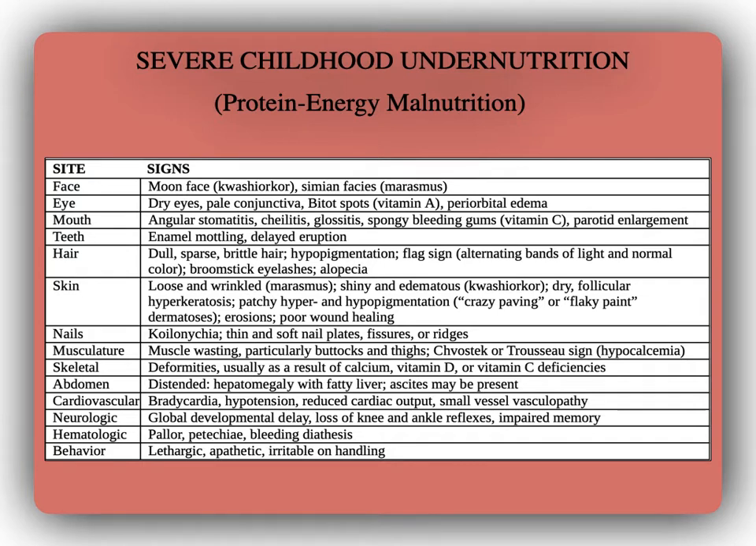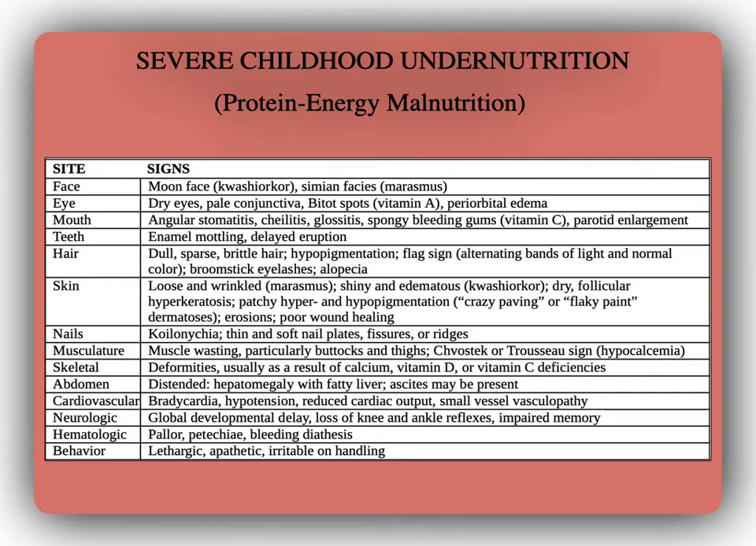So the characteristic features of a patient with protein energy malnutrition: regarding the face, the patient will either have a moon face, as in kwashiorkor, or the patient with marasmus will have an old man simian facies. In the eye, you can see signs of vitamin A deficiency: a dry eye, pale conjunctiva, and Bitot spots. In the mouth, we'll have features of riboflavin deficiency like angular stomatitis, cheilitis, and glossitis. You may find signs of vitamin C deficiency like spongy bleeding gums, or the patient may have parotid enlargement.